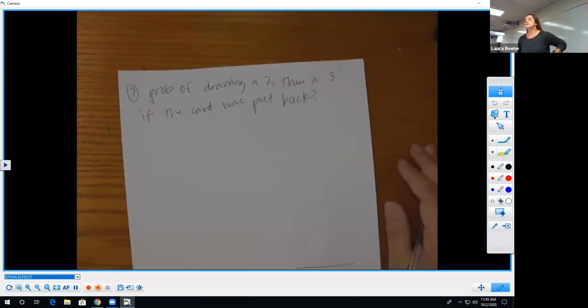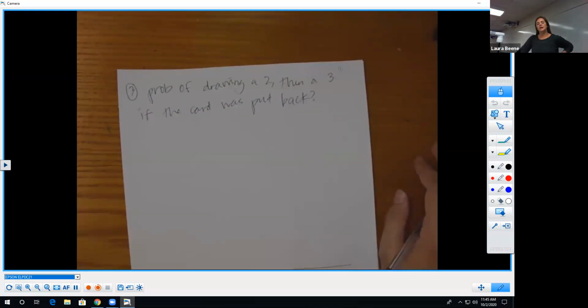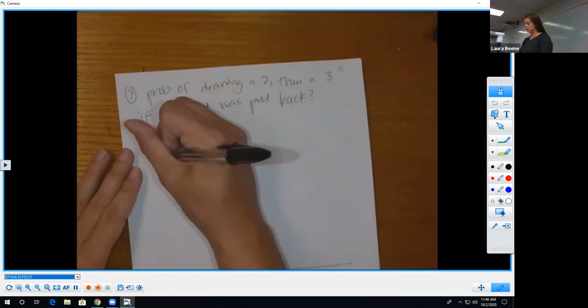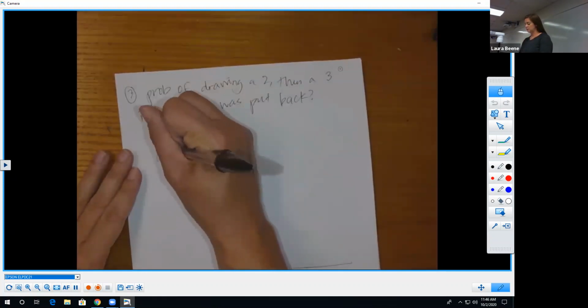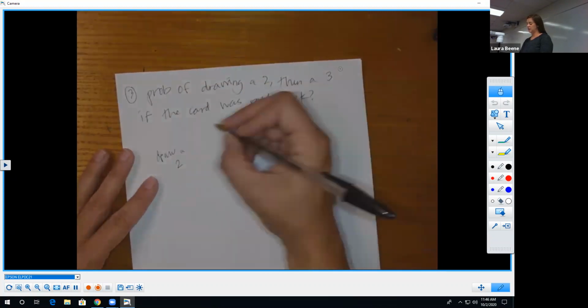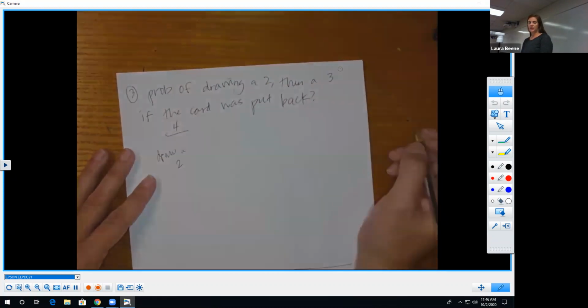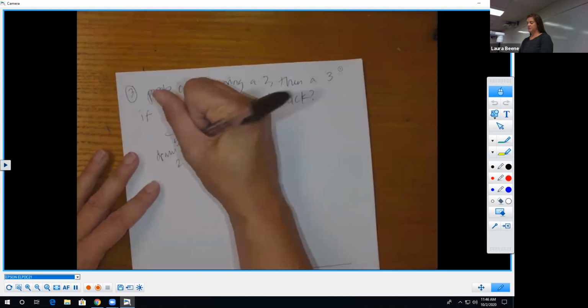Okay, so this is still considered independent events, even when you're not putting a card back, because it's not affecting necessarily what you're drawing the next time. It's just decreasing the number of outcomes. Okay, so I'm probably drawing a 2 from a deck of cards. How many 2s are in a deck of cards? There are 4 2s. Out of how many total cards? 52 cards.